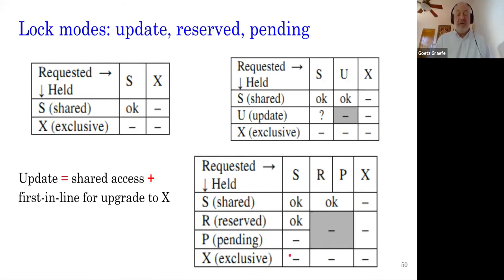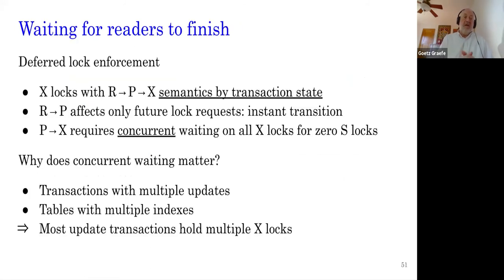And we are going to do something very similar, but we are not going to do it only for files like SQLite does. We are actually not going to have explicit lock modes. What we do instead in this design, deferred lock enforcement, is we only have exclusive locks, and we acquire exclusive locks from the get-go. But the semantics of these exclusive locks depend on how far along the transaction is. While the transaction is still in its read phase, we interpret exclusive locks as if they were reserved locks. When a transaction attempts to commit, we interpret exclusive locks as if they were pending locks.